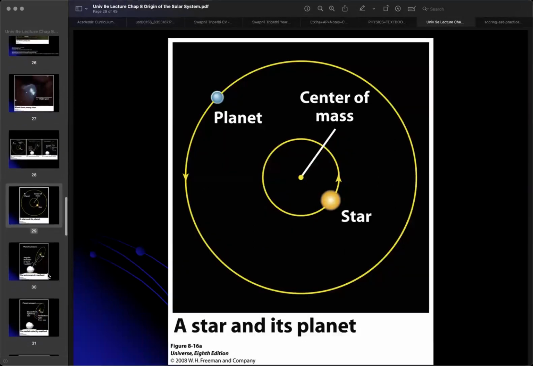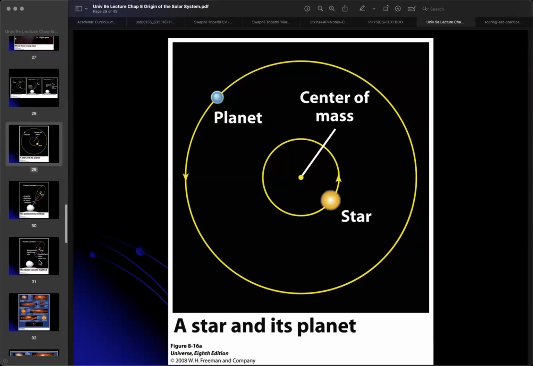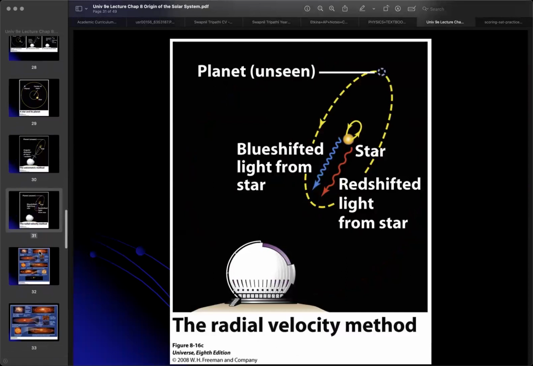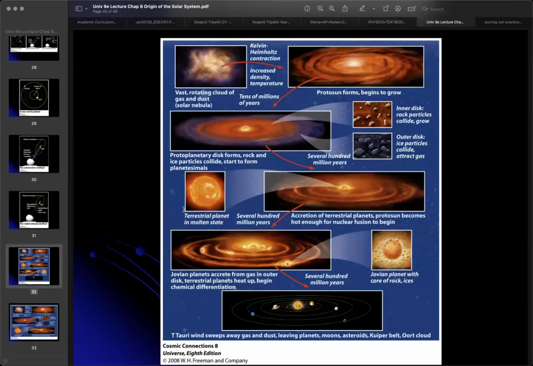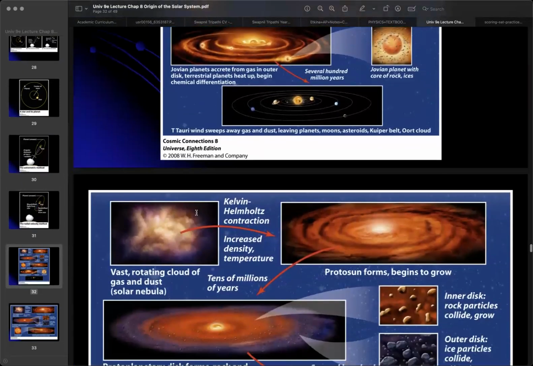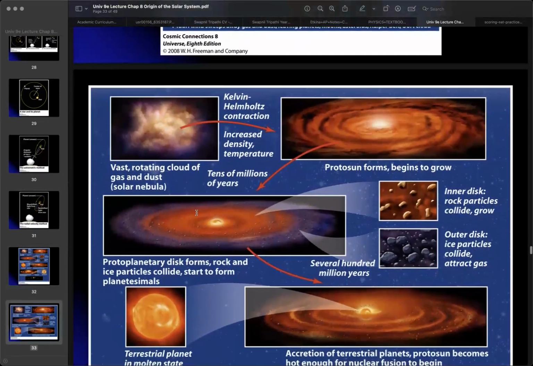We can tell a lot by measuring this Doppler shift. We can tell the period of the orbit of the planet and other things, which we'll talk about later. Getting back to the formation of our own solar system, let's talk in more detail about how the different processes happened.